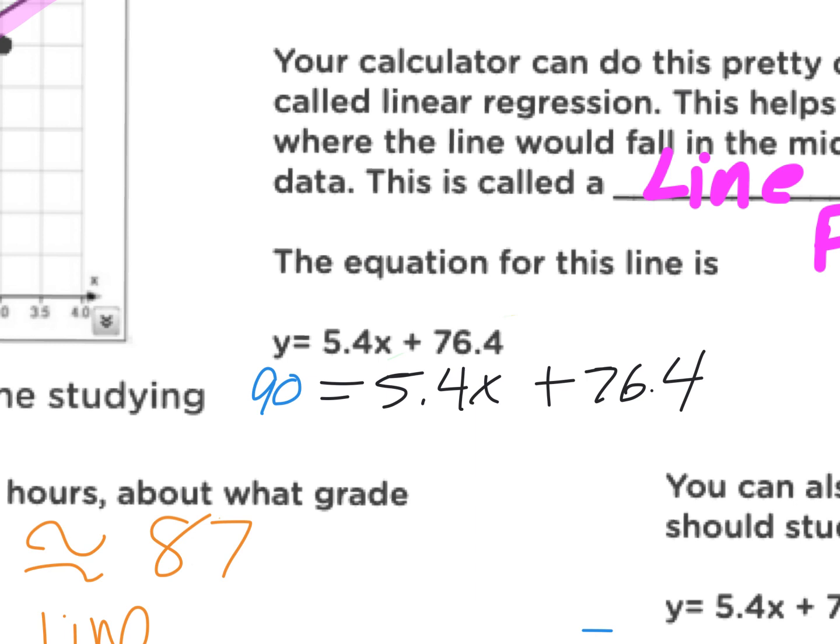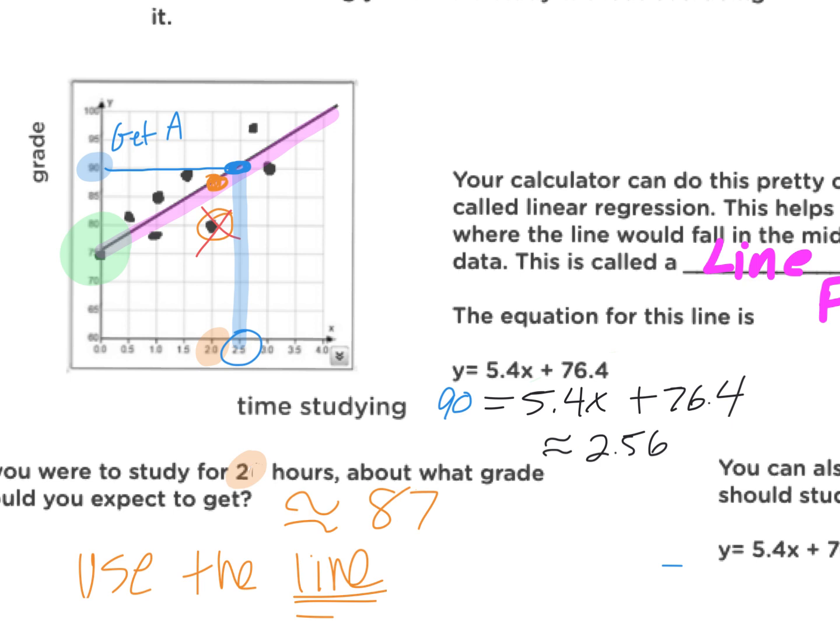to be 90. And yesterday we did it, and once we isolated that variable and subtracted 76.4 from both sides and divided, it ended up being about the same. It was like 2.56 or something like that. It was pretty close. So whether you use the graph, thank you, honey, or whether you use the equation, you can use it to make predictions about how you might do.